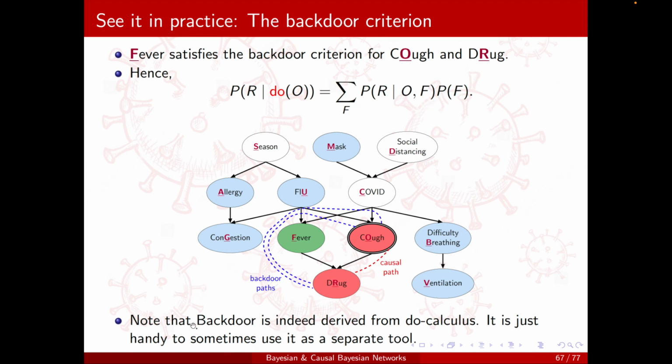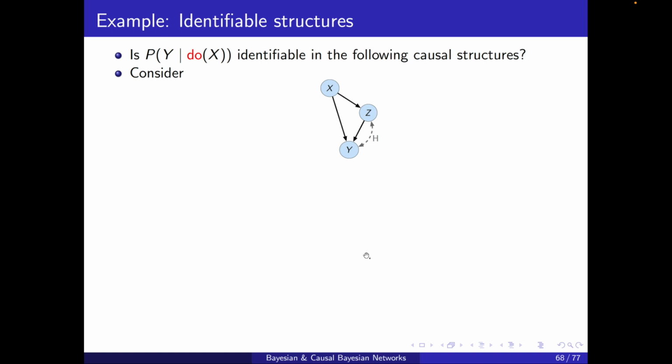Now note that backdoor is indeed derived from do calculus. This is not something new that we provided. It is just handy to sometimes use it as a separate tool. Rather than going through all those steps that I used for do calculus, we can just use the backdoor criterion. That's all. Okay, a couple of examples.